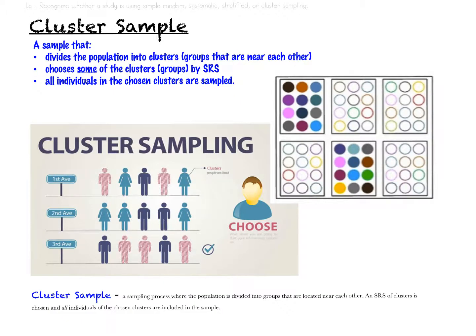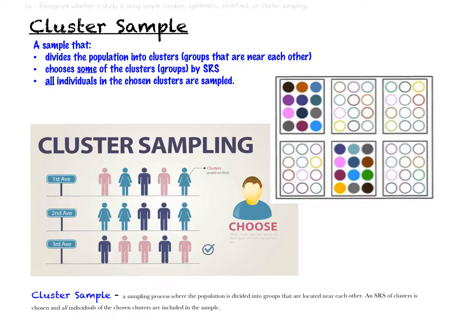All right, so a cluster sample. A cluster sample divides the population into clusters or groups that are near each other. So in the previous example with Ms. Glover, the example where she divided by lunch, everybody's near each other in the different lunches. You choose some of the clusters by simple random sample. So in that case, she did a simple random sample to choose the cluster to survey. And then the biggest thing is you need to look for all the individuals in that chosen cluster being sampled. So she interviewed every single person in that lunch.